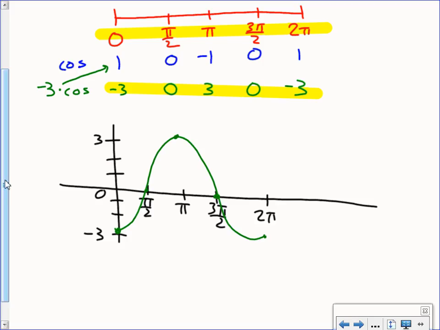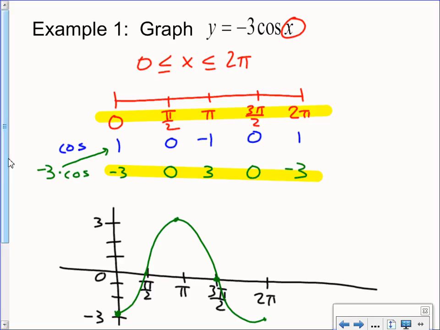There's a name for that. It starts with an A. Amplitude. Turns out that thing in the front right here, that's the amplitude. It tells you the maximums and minimums of the graph.